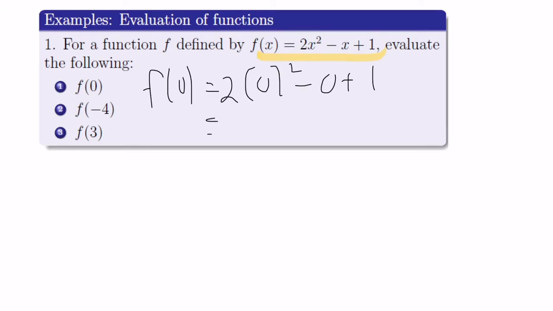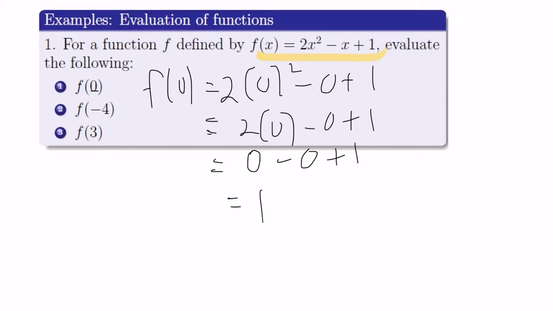Okay, just substitute, replace your x. So our x for number one is 0. So compute. 0 square is 0. 2 times 0 is 0. 0 plus 1, and copy. So this is 1. So meaning f of 0 is 1.